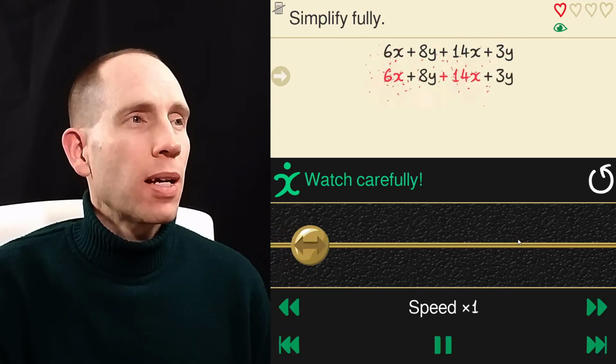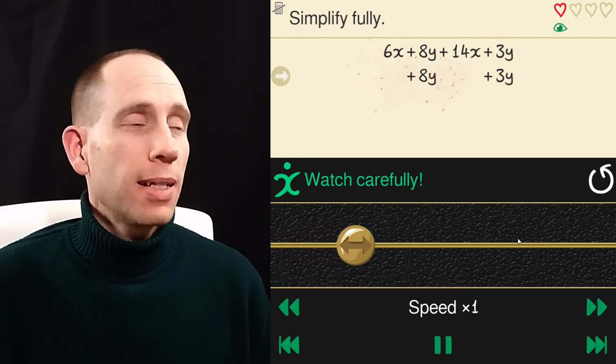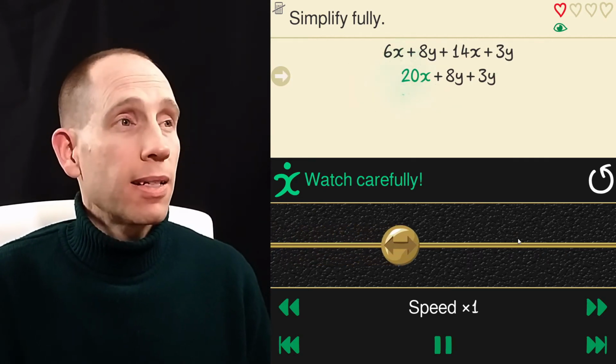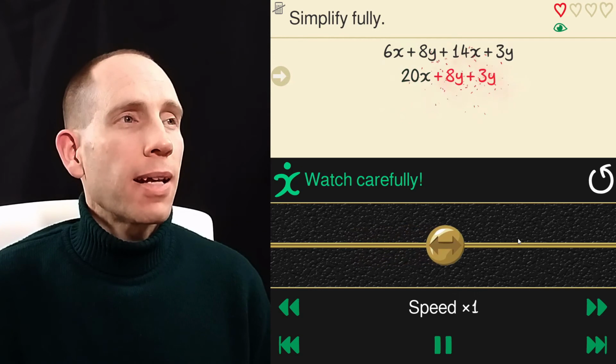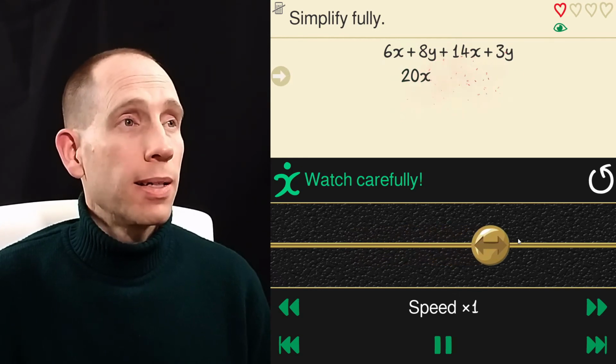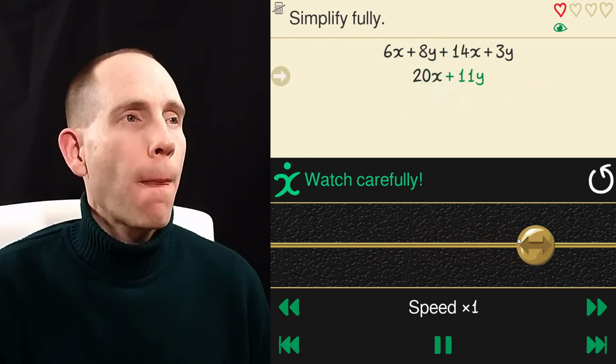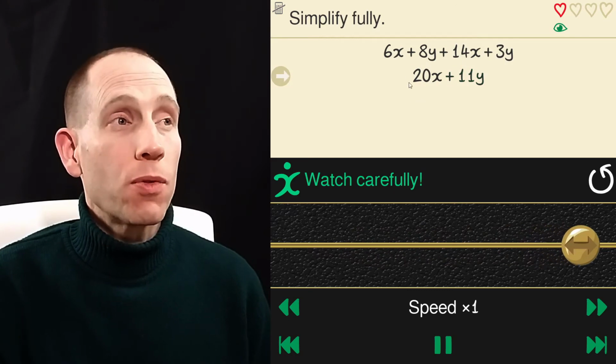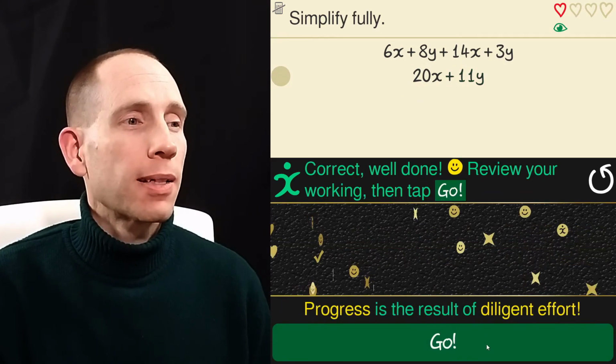Okay, and same idea again. I've got two x terms. 6x plus 14x is going to give me 20x. And an 8y plus a 3y is going to give me 11y. And note we've got an invisible plus sign on that 20x.